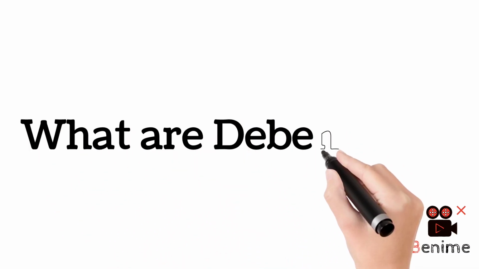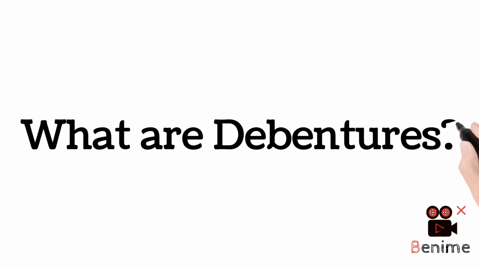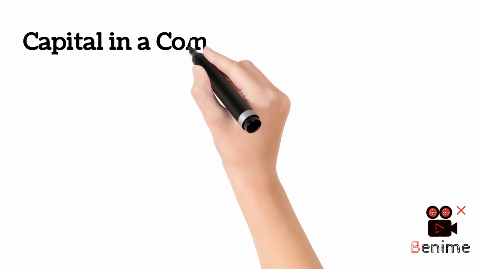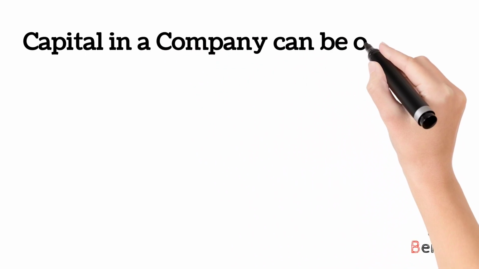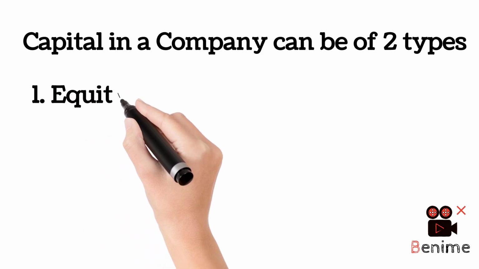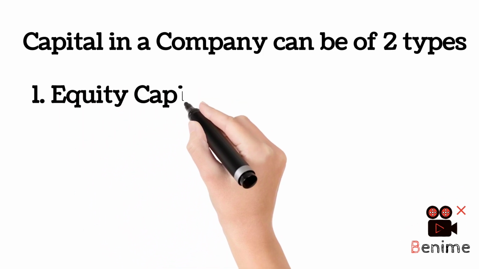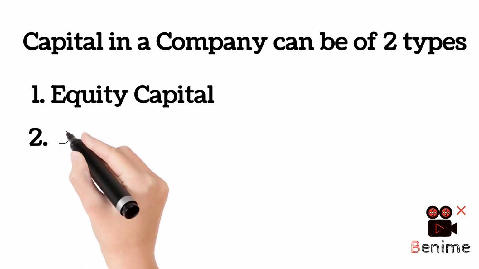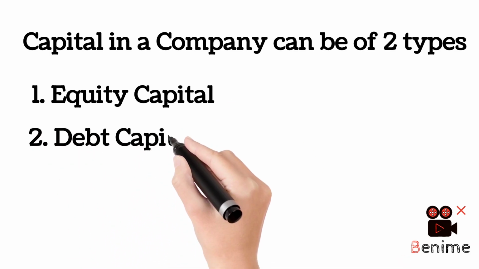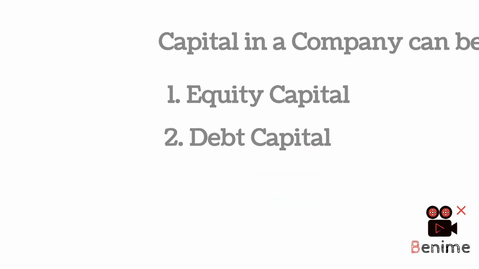In today's episode, we are going to discuss what exactly are debentures. We can invest in a company mainly in two ways, which is equity capital and debt capital. Investing in equity capital of a company, as we all know, can be through equity shares of the company. However, very few of us know how to invest in a company's debt capital and why to invest in the debt capital of a company.